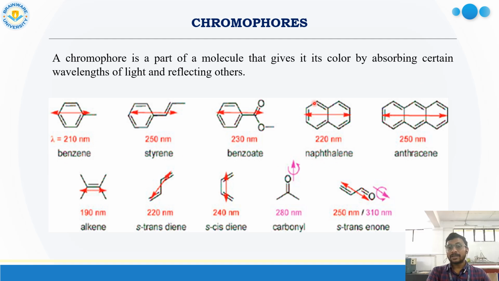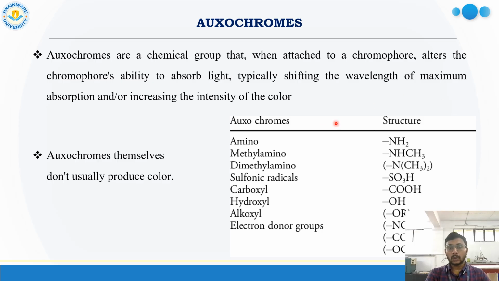If we consider naphthalene, it absorbs at 220 nanometer. If we consider anthracene, three fused benzene rings, then it absorbs at 250 nanometer. It goes on like this. So the molecules that have a particular wavelength where they absorb light, that particular molecule or part of the molecule is called chromophores.